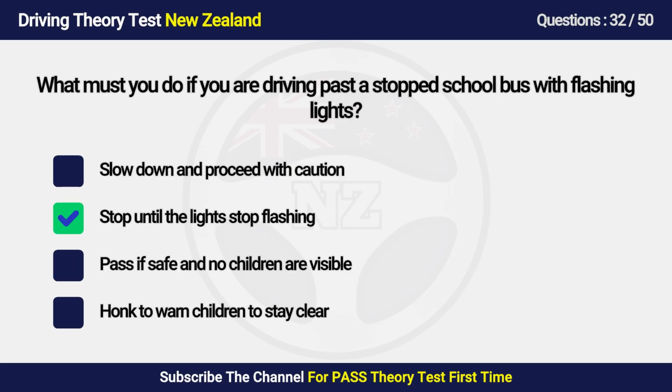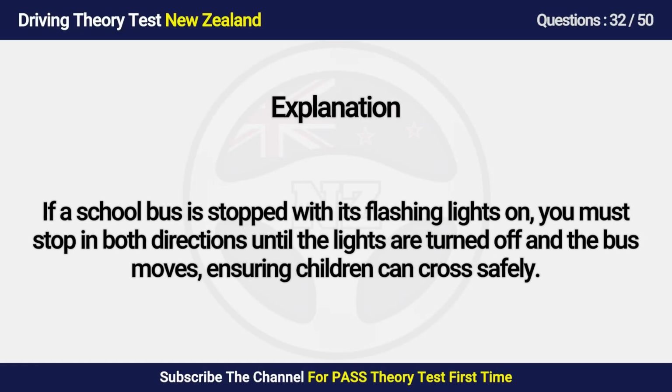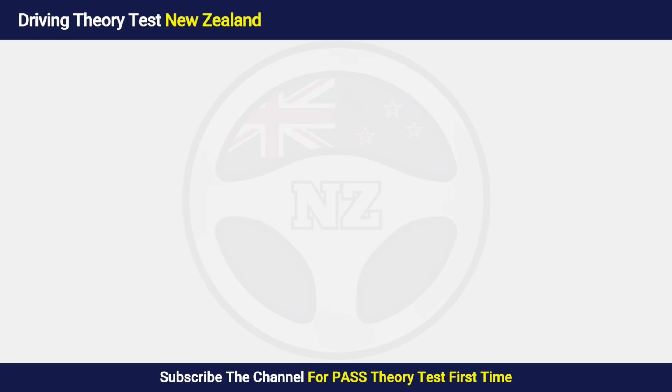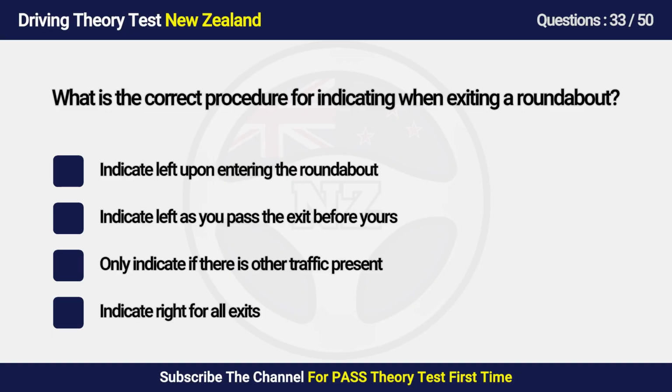Answer is B. Stop until the lights stop flashing. If a school bus is stopped with its flashing lights on, you must stop in both directions until the lights are turned off and the bus moves, ensuring children can cross safely. Question 33. What is the correct procedure for indicating when exiting a roundabout?